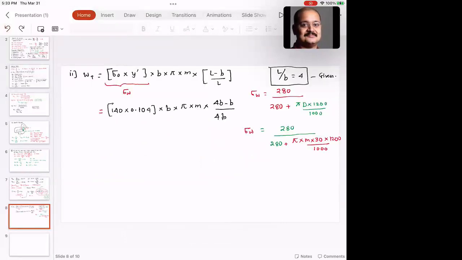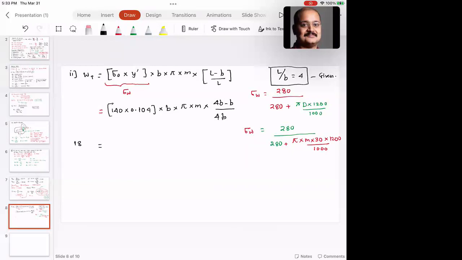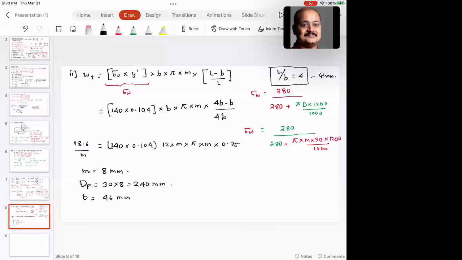Okay. So the L by D ratio is given. Substitute all that, and here we are going to get 18.6 divided by M, 140, 0.104. B is 12 times M, pi times M multiplied by 0.75. Solve this equation using trial and error. Module is 8 millimeter. Diameter of pinion is 30 times 8, which is 240 millimeters. And B is equal to 96 millimeters.